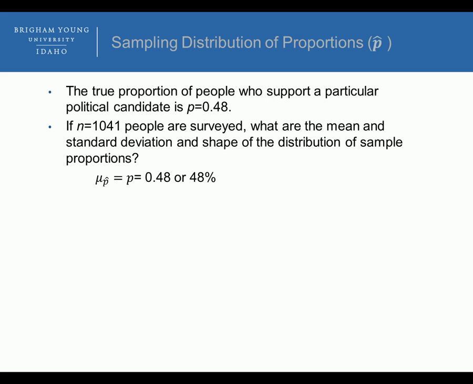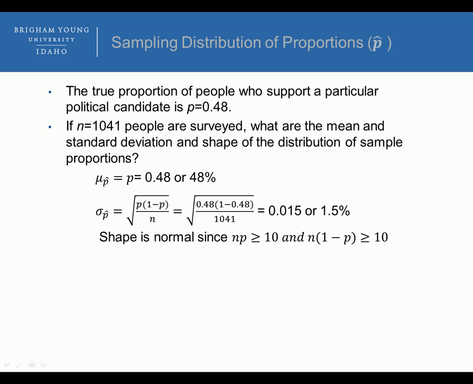The mean is equal to the population proportion, which is 0.48 or 48%. The standard deviation is the square root of p times 1 minus p divided by n. We put in 0.48 for p and 1,041 for n, and if we solve for that, we get 0.015 or 1.5%. The shape is normal: n times p is close to 500, well beyond 10. n times 1 minus p, same deal, is beyond 10. So we can assume the shape is normal.